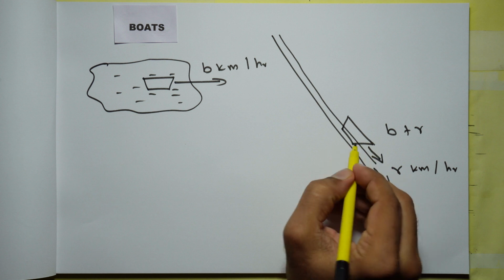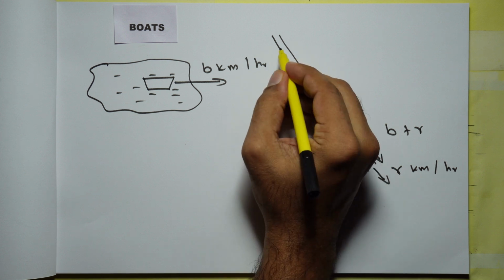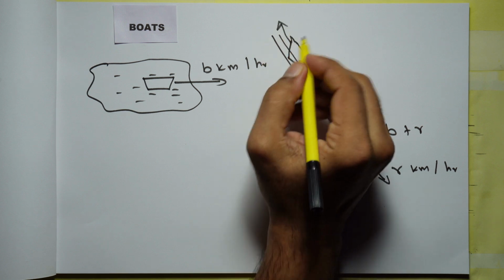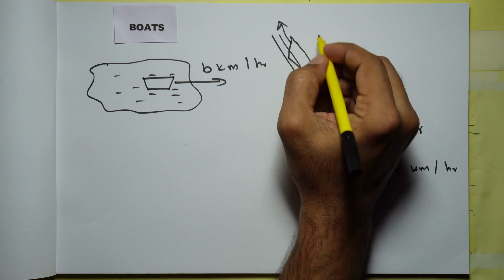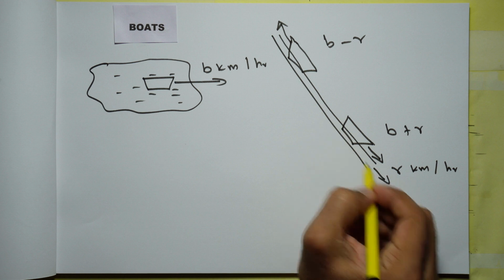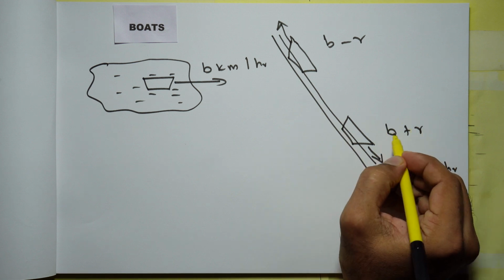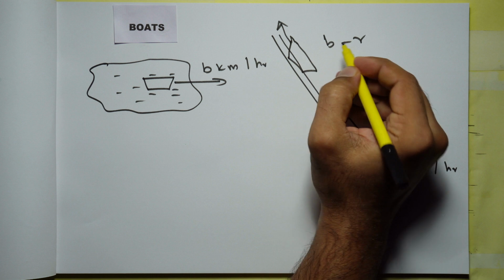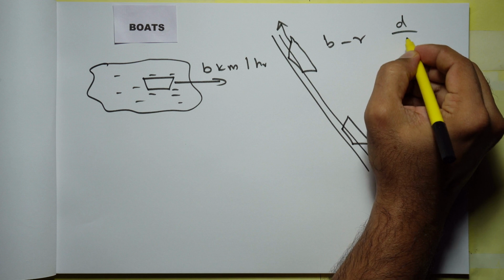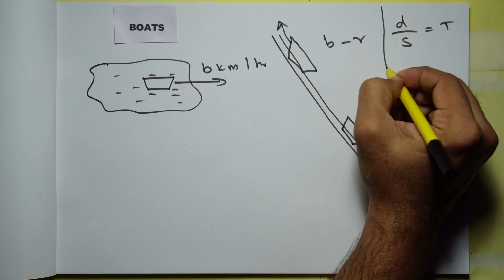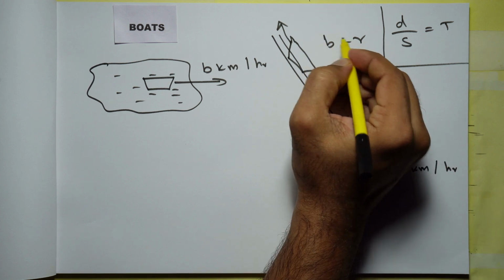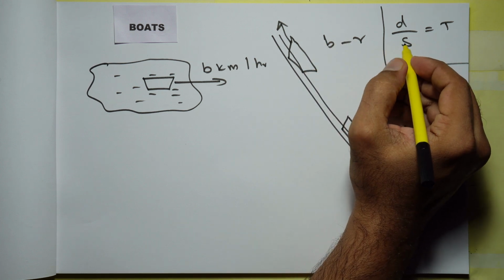And the boat need not always be going down, it may be going up against the river. Now when it is going up against the river, it is called upstreaming, and effective velocity will be b minus r kilometers per hour. When the boat is downstreaming, effective velocity is b plus r, and when it is upstreaming, effective velocity is b minus r. Then of course you have the basic formula, that is distance by speed gives you time. And this speed, when it is downstreaming, will be b plus r, and when it is upstreaming, it will be b minus r.